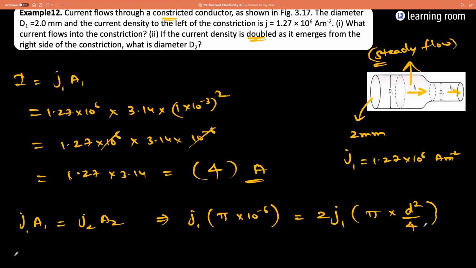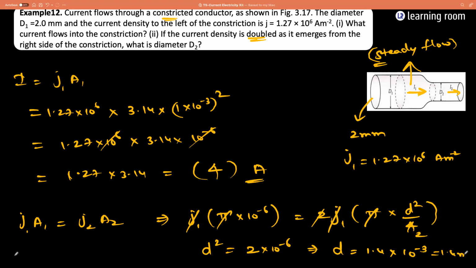Am I right? So pi and pi are gone, J1 and J1 are gone, this 2 will cancel this. So D square will be equal to 2 into 10 power minus 6, which implies D will be equal to square root of 2, which is 1.4, into the square root of 10 power minus 6, which is 10 power minus 3. So it should be 1.4 millimeter. Am I right?